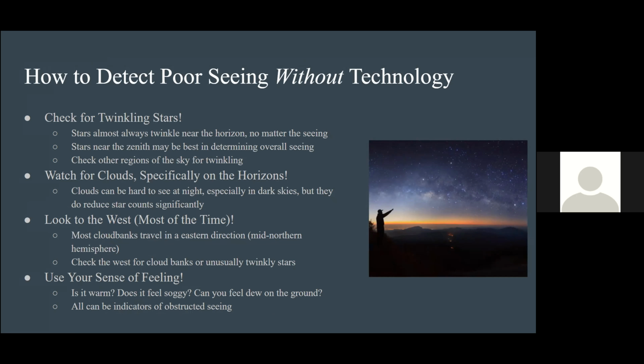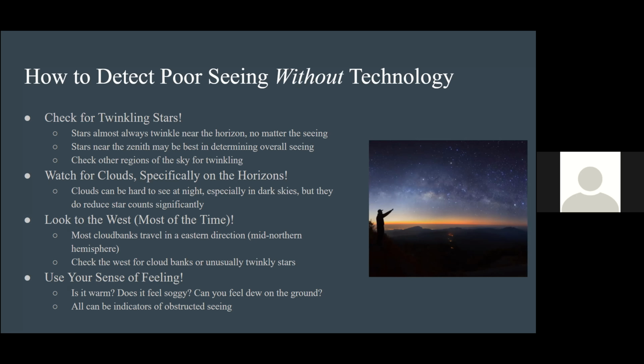Stars near the zenith may be best in determining overall seeing. So if you're suspecting haze, you can always look towards the zenith for twinkling stars, and then also check other regions of the sky for twinkling. You may not have equal haze depending on where in the sky you look, so I think it's pretty important that you do that as well.